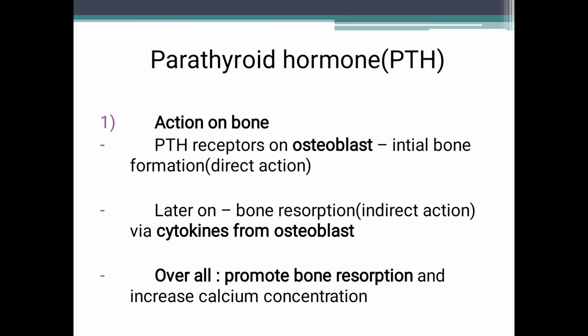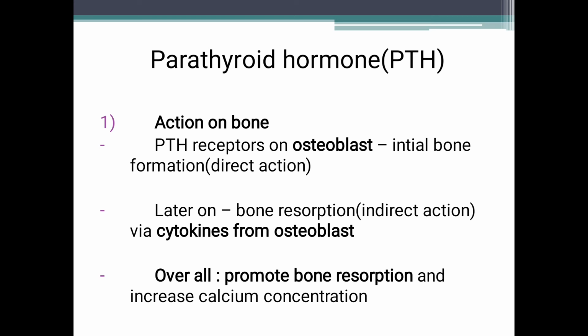Coming to the actions of parathyroid hormone. What is the action of parathyroid hormone on bone? The PTH receptors on osteoblast cause initial bone formation. This is a direct action. Later on, bone resorption. This is an indirect action via the cytokines from osteoblast. So overall, it promotes bone resorption and increases calcium concentration.